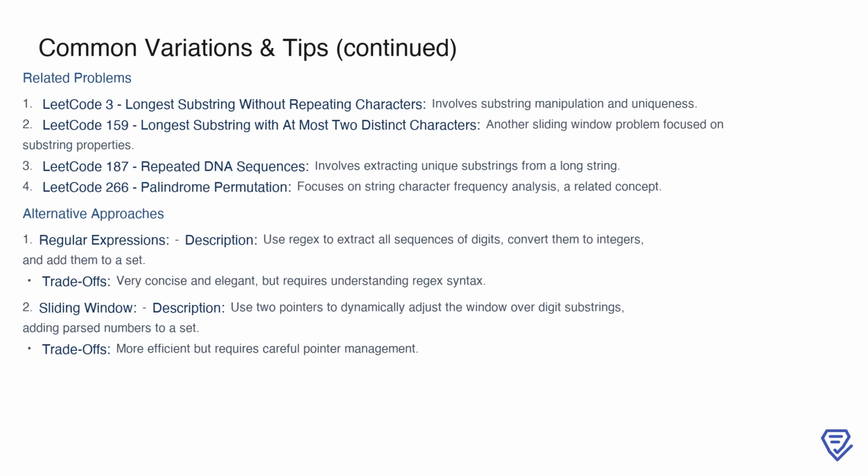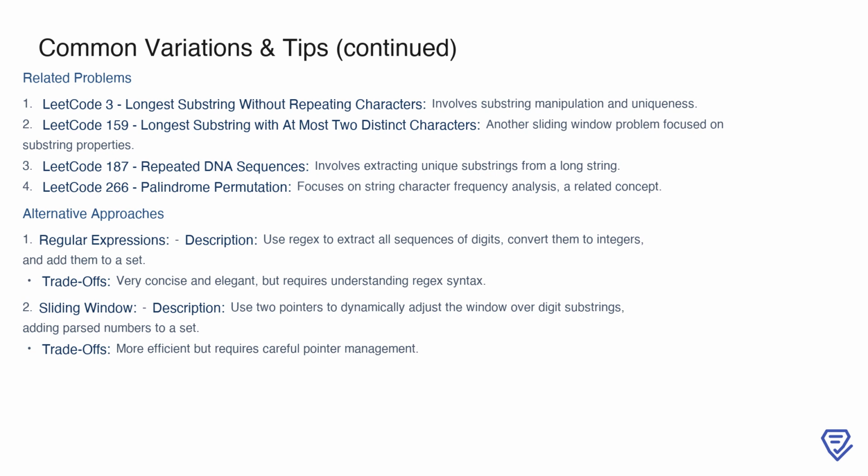This problem also shares concepts with several other related problems on LeetCode. For example, problem 3, longest substring without repeating characters, involves substring manipulation and ensuring uniqueness, which is highly relevant. Problem 159, longest substring with at most 2 distinct characters, is another sliding window problem that focuses on substring properties. Similarly, problem 187, repeated DNA sequences, requires extracting unique substrings from a string, while problem 266, palindrome permutation, deals with character frequency analysis, a related string processing concept.